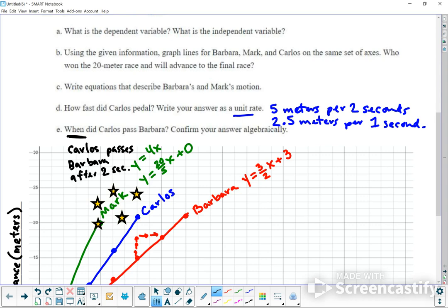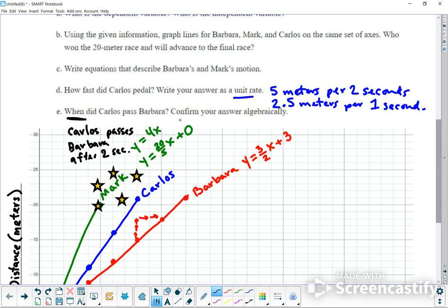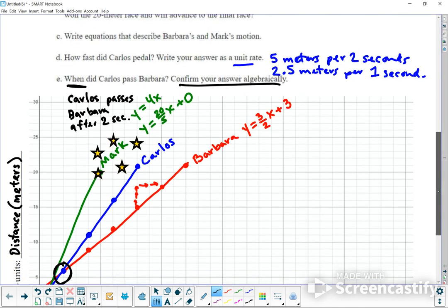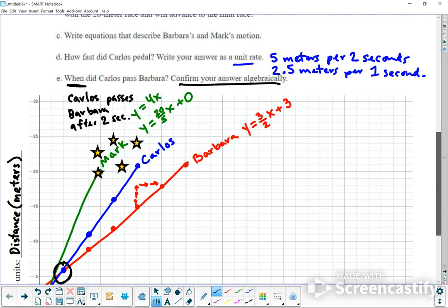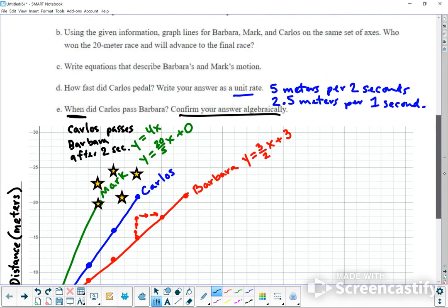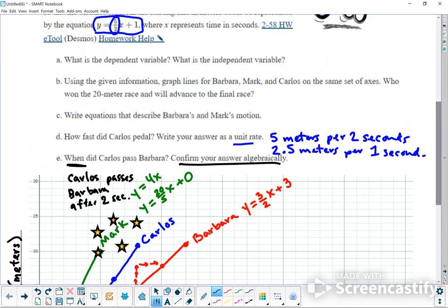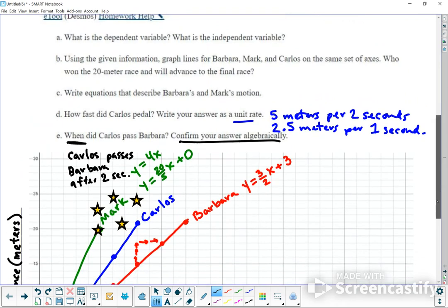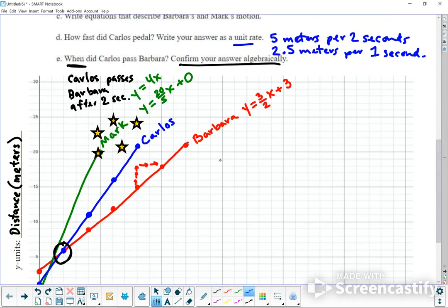Okay. To confirm this algebraically, right, that's the second part of the question. We just got to set the two equations equal to each other, and we find out where that's equal, and it should come out to be 2. So Carlos's equation is given up there in blue. Y equals 5 half x plus 1. So I've been putting in blue. So 5 half x plus 1. We don't need to put the y because we're going to be setting that equal to Barbara, whose equation is y equals, and we don't need to write y equals, but we need to write 3 halves x plus 3. And we need to solve this for x.